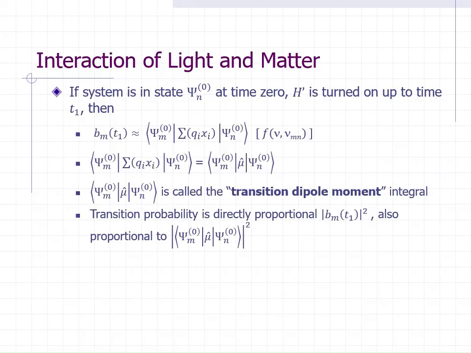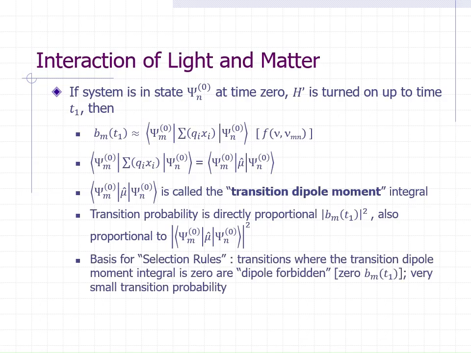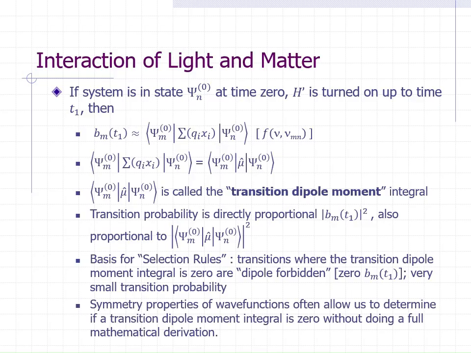This idea forms the basis for selection rules. If the transition dipole moment integral is 0, the transition is said to be dipole forbidden, meaning the transition probability is extremely small. Often, the symmetry properties of the wave functions allow us to determine whether the transition dipole moment integral is 0 without carrying out a full mathematical derivation.